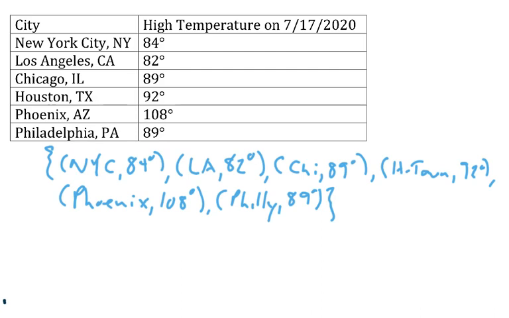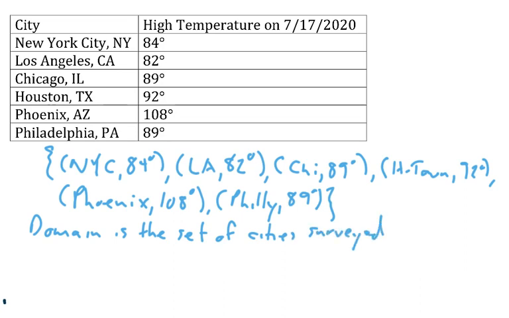I could write these literally as ordered pairs. New York City is paired with 84 degrees. Los Angeles is paired with 82 degrees. Chicago with 89, Houston with 92, Phoenix with an incredibly uncomfortable sounding 108, and Philadelphia is paired with 89. The ideas of domain and range here make sense as well. The domain is the first coordinate. We could make a list of those cities, or we could just describe it. We can even just write the domain is the set of cities surveyed, let's say. I might have done a different survey and added more cities, but these 6 cities. And the range is the set of corresponding temperatures.